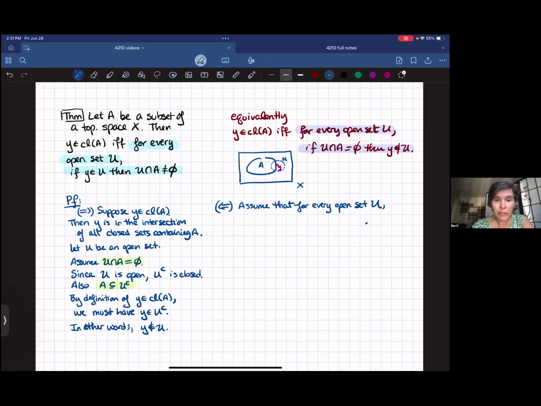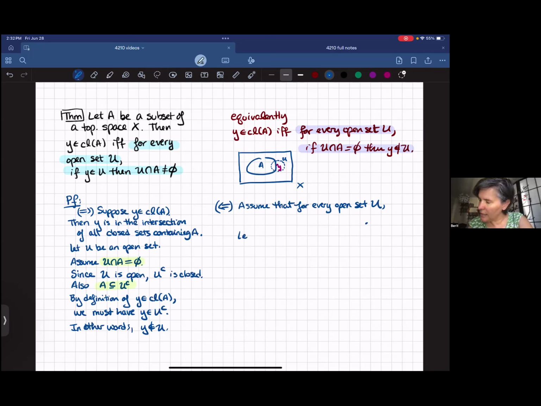Now we want to prove that if this property is true, that if we have this element Y and this property is true, we want to show Y is in the closure. What does it mean to be in the closure? To be in the closure means that you're in the intersection of all the closed sets containing A. To be in the intersection must mean that you're in every single one of them. So I want to show that for any closed set containing A, Y is in that closed set.